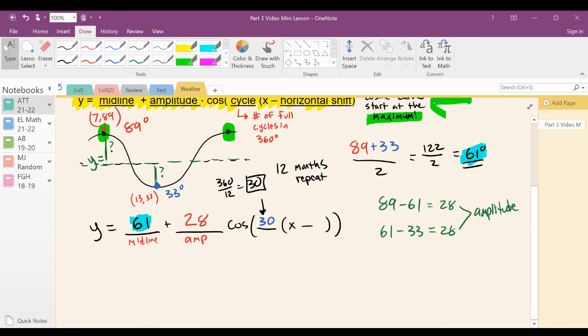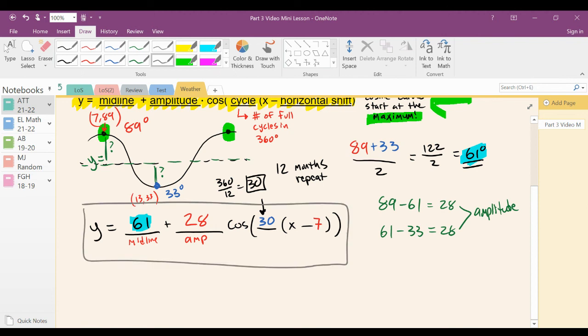But we know that that shift is to the right 7, so we're going to have x minus 7 in our equation because we want to start at the highest point in July, the 7th month, 7 to the right. So this would be a complete equation for Sandy Beaches, California, and hopefully help you figure out the equation for the other city.